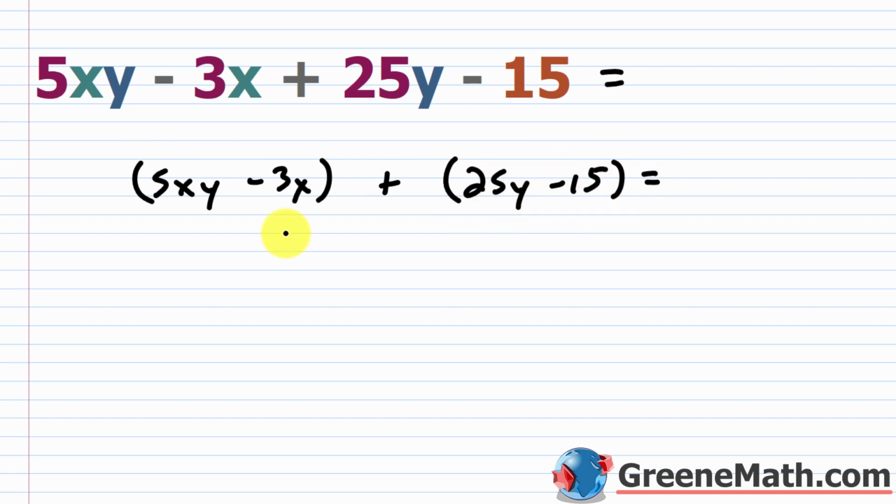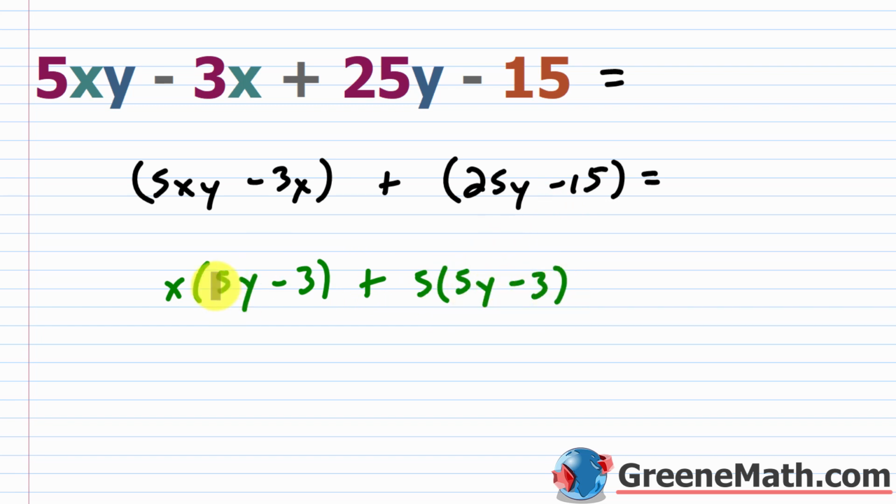So from the first group, I can pull out just x. That's all I can do. So I pull out an x. Inside, let me make this more legible. Inside, I would have 5y minus 3. Then plus, over here, I can pull out a 5. Inside, I would have 5y minus 3.